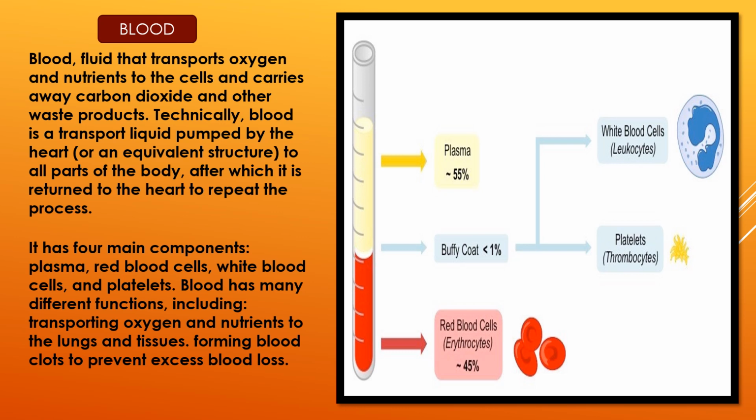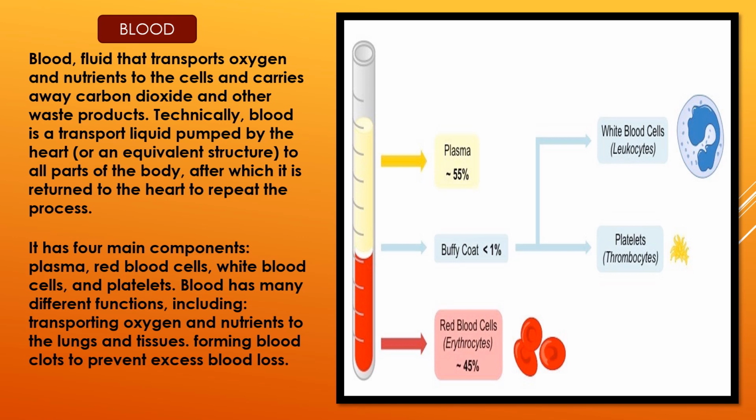What is blood? Blood is a fluid that transports oxygen and nutrients to the cells and carries away carbon dioxide and other waste products. Technically, blood is a transport liquid pumped by the heart or an equivalent structure to all parts of the body, after which it is returned to the heart to repeat the process.